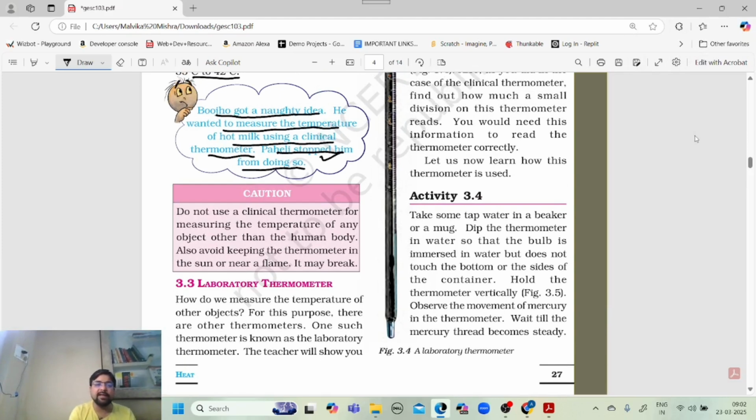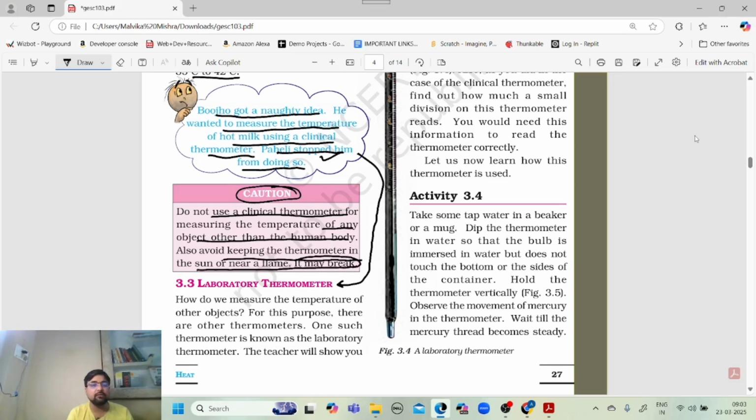So Paheli stopped him, and Paheli said that we have another kind of thermometer, which is the laboratory thermometer, and we cannot use the clinical thermometer. This is the caution for the clinical thermometer: it should not be used for measuring the temperature of any other object than the human body. Avoid keeping the thermometer in the sun and near the flame. It may break because of the heat.